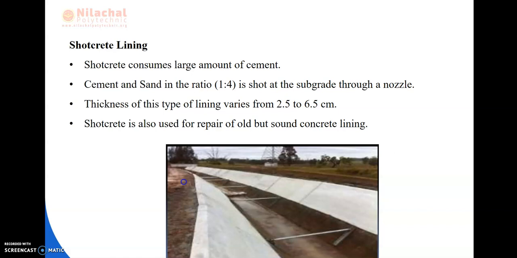Next we will be reading about shotcrete lining. The shotcrete consumes a large amount of cement. The cement and sand in the ratio of 1:4 is shot at the subgrade through a nozzle. The thickness of this type of lining varies from 2.5 to 6.5 cm. The shotcrete is also used for repair of old but sound concrete lining. You can see the images here of the shotcrete lining.